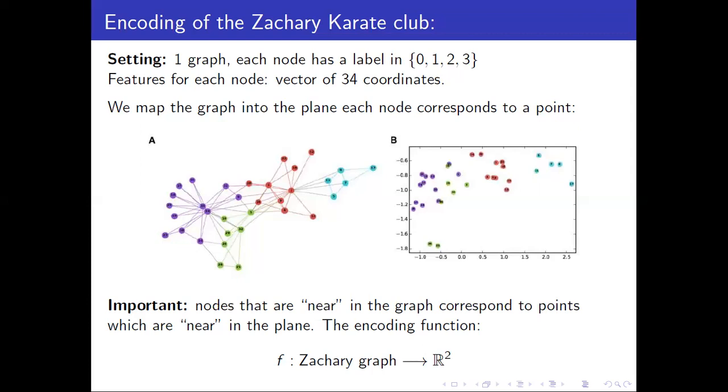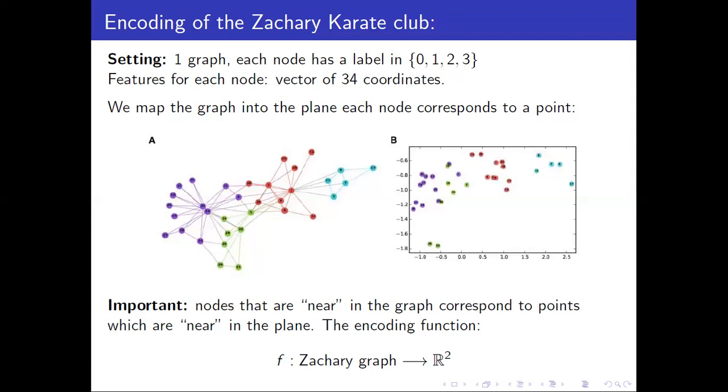The first thing you do is an encoding function sending each node of the graph into the plane. You see, A is your graph, B is the encoding. As you can see from the encoding, there are these clusters. Remember, in the end we're going to do a linear, the thing with the hyperplane. So the encoding must be such that what you obtain can be linearly separated. Otherwise, you cannot play the game, right?